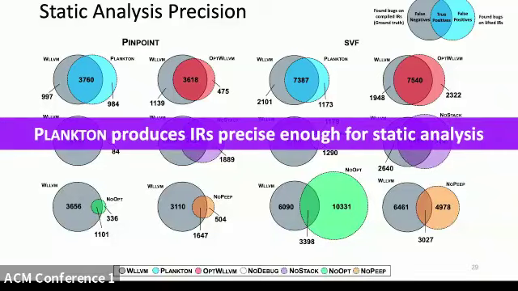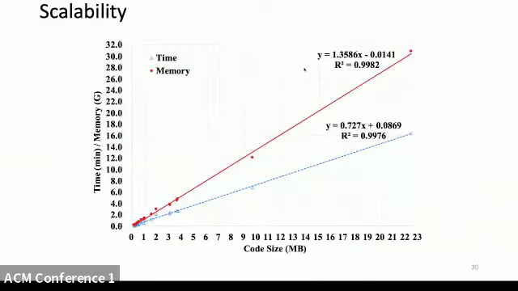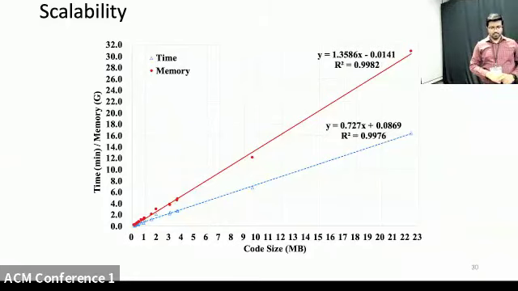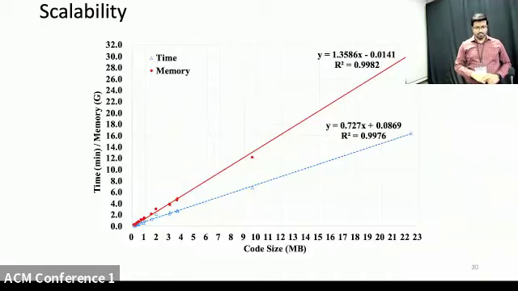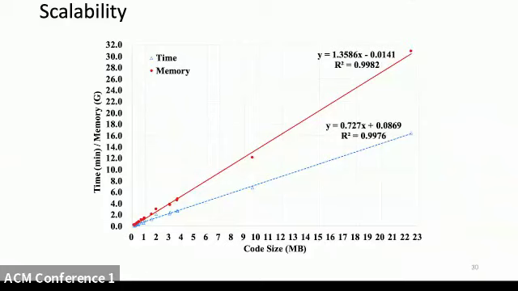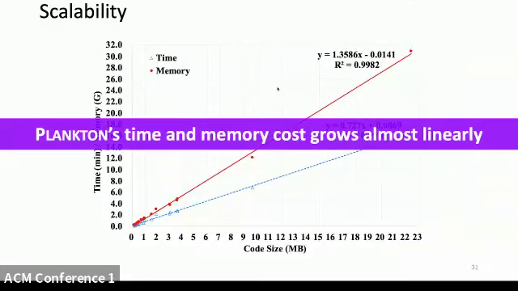In summary, Plankton can produce very precise IRs for rigorous static analysis. Secondly, we also show some results to illustrate the time and memory complexity of Plankton ordered by code size. The figure shows the fitting curve and their coefficients of determination, R squared. The closer this value is to 1, the better the fitting curve is. From this figure, we can conclude that Plankton's time and memory cost goes almost linearly with the code size, and thus it has very good scalability.